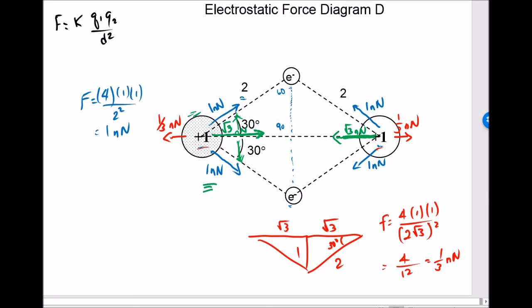Alright, so there's my diagram. You can see here, I think, that the force of attraction, the green force of attraction here, outweighs the force of repulsion. So these nuclei should be drawn together. It is a bonding arrangement.